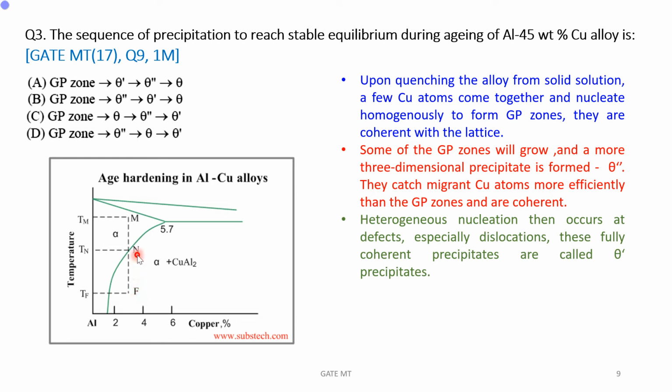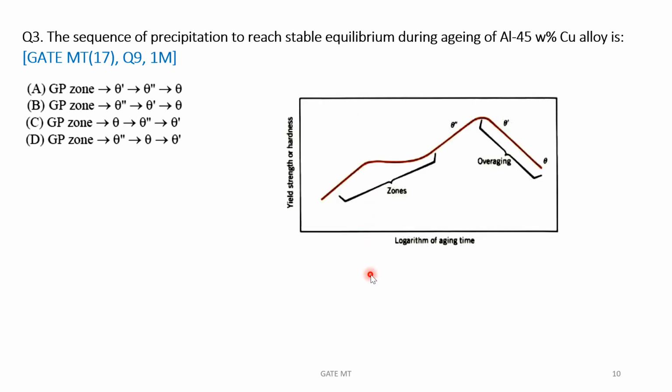From there, we will slowly heat till below N so that we will get our CuAl2 precipitate. This is the process of age hardening in aluminum copper alloy. So our answer is GP zone, theta double prime, theta prime, and theta. So that is the answer to this particular question.